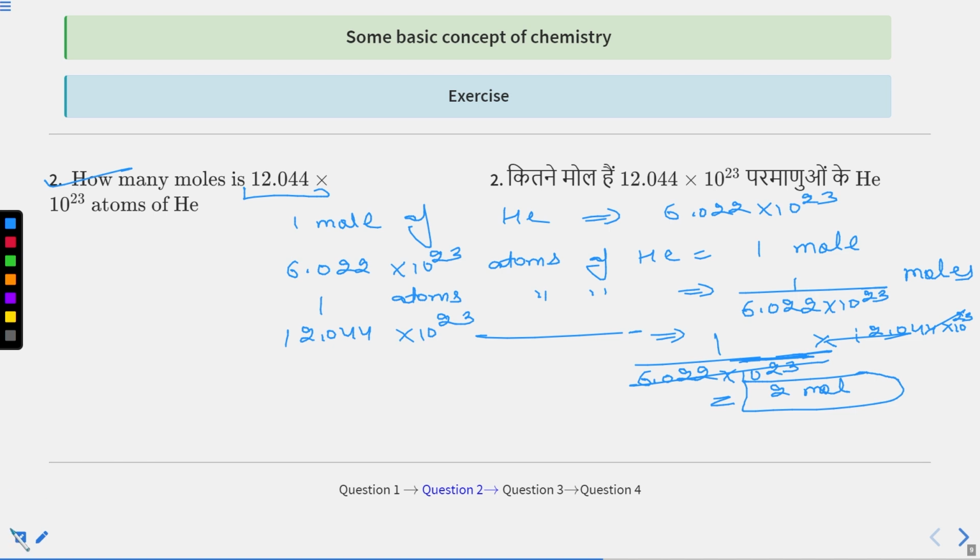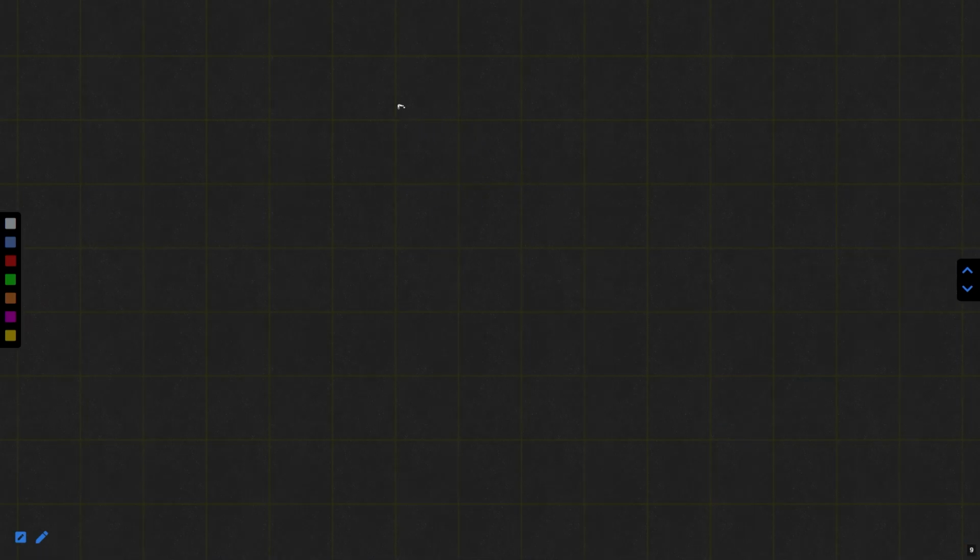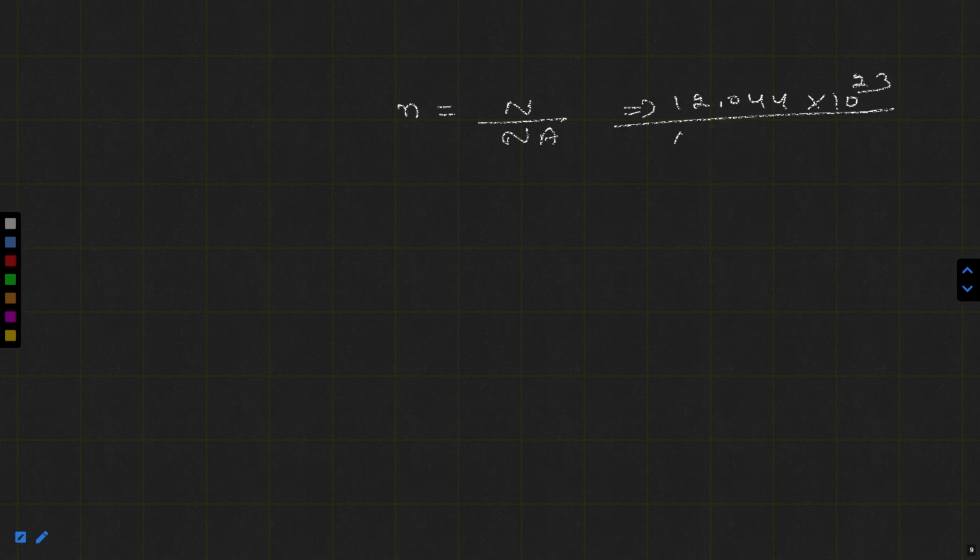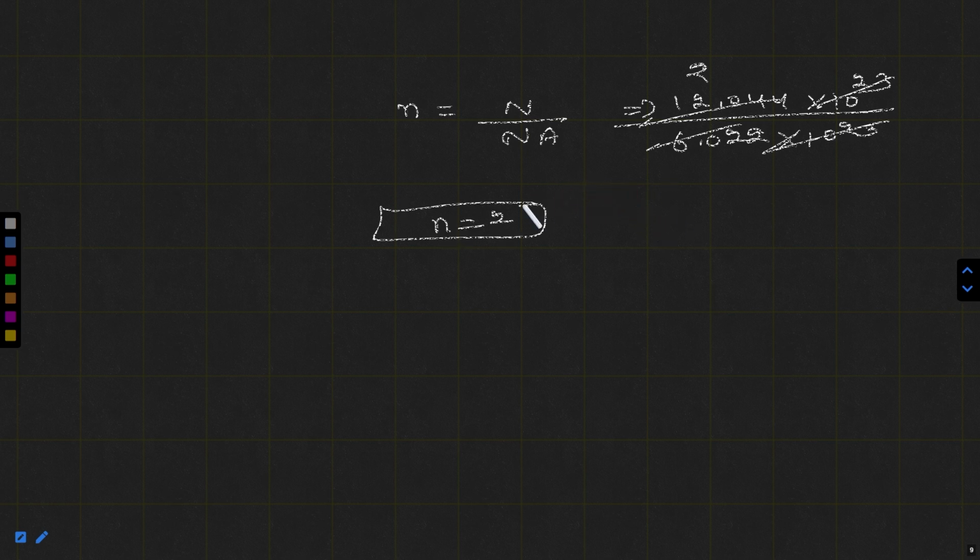But if you want to use the formulas, you can use. You can see the number of particles is given to you. You have to calculate the n. n is nothing but the number of moles. You know the formula, n is equal to N by Na. N is given to you, 12.044 into 10 raised to the power 23, and Na you know very well, 6.022 into 10 raised to the power 23. This will cancel, and the number of moles will be 2.